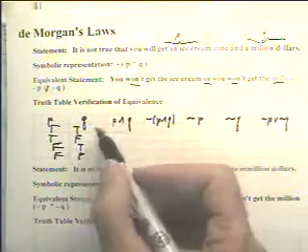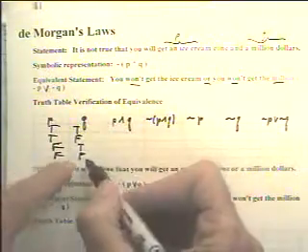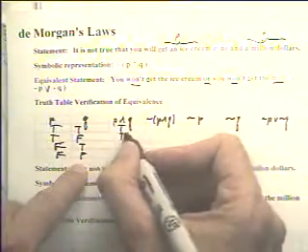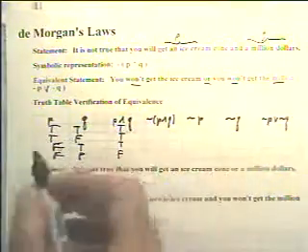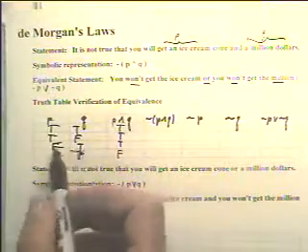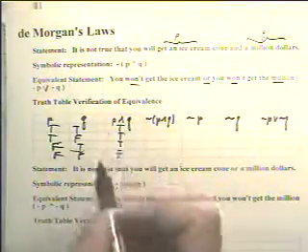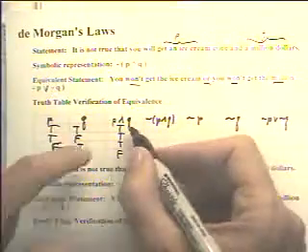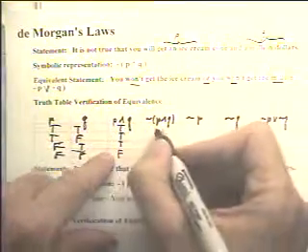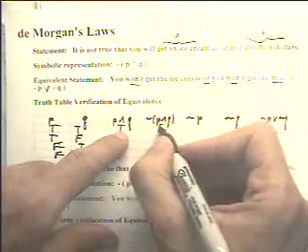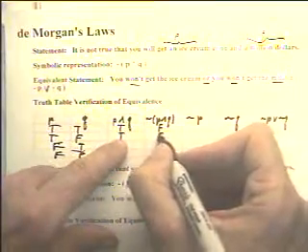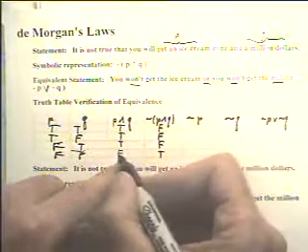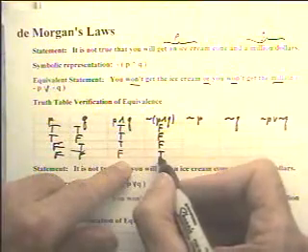To evaluate P and Q, we just look at the P and Q columns and see where they're both true. They're not both true in any other row, so that we have these truth values for P and Q. For not (P and Q), well, we just reverse the truth values of P and Q. If P and Q is true, then not (P and Q) is false. And if P and Q is false, then not (P and Q) is true.